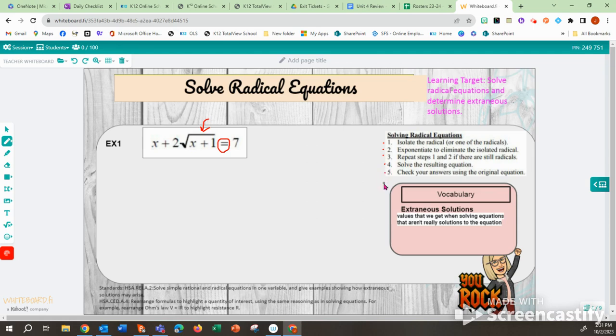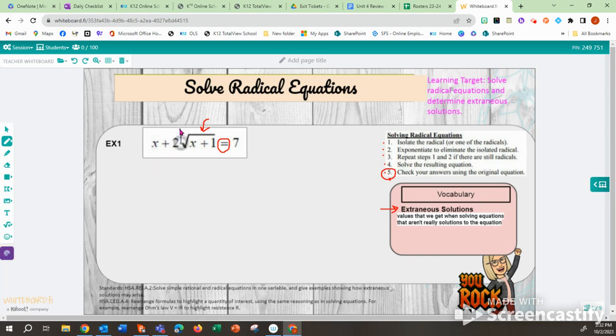And then number 5, you're always going to check your answers, because a lot of times we have something called extraneous solutions. When we have a radical in an equation, sometimes our answers do not check back in the original equation. So that's what I wrote as the definition for extraneous. It says values that we get when solving equations that aren't really solutions to the equation. So that's why we always have to make sure that we check our answers back into the original equation. All right, so let's go ahead and get started with example 1.